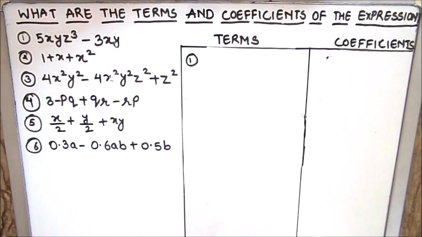Hello everyone, in this video we are going to learn what are the terms and what are the coefficients of the expression. So I have taken a few examples here and we are going to see and understand each example one by one. The term is something which is being added or subtracted in the expression.